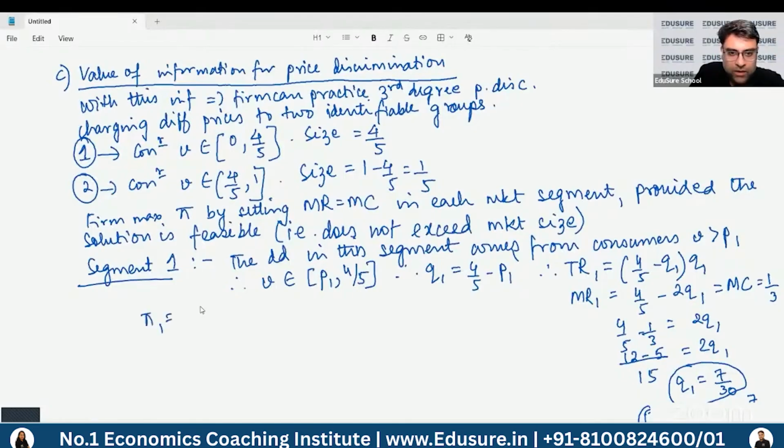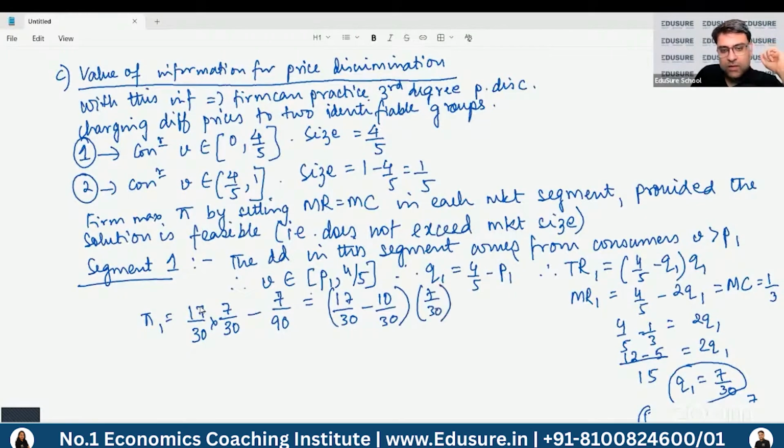Profit of segment 1 is basically P1 Q1 minus Q1/3. 7/30 square. 17/30 minus 10/30 into 7/30, which is equal to 49/900. Okay, this is the profit. Clear? 49/900.